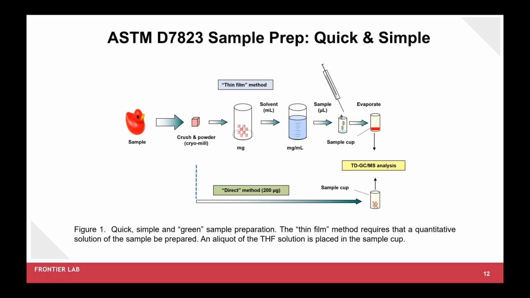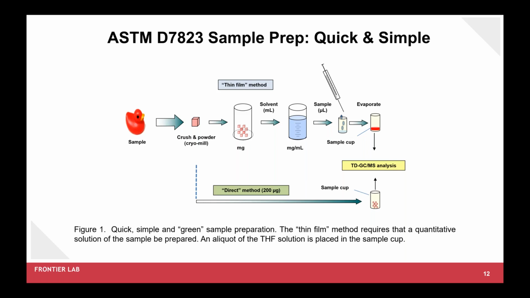Now that we have a good understanding of the microfurnace pyrolyzer and its capability, let's go over the actual phthalate application. The ASTM D7823 sample preparation specifically calls for the dissolution of the polymer in a suitable solvent such as THF. However, subsequent studies have also shown that meaningful data can be obtained when the polymer is analyzed directly. So, as shown here, there are two techniques for sample preparation: direct and thin film.